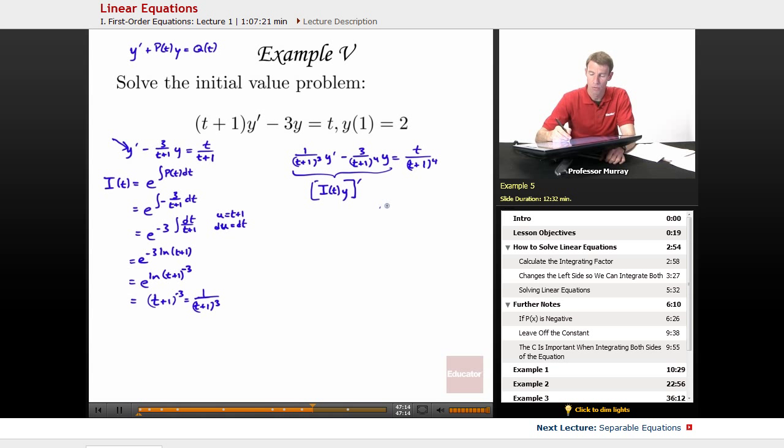Because it's a derivative, what we can do is integrate both sides, and so we'll get I of t times y is equal to the integral of t over t plus 1 to the 4th dt. And my I of t, remember, was 1 over t plus 1 cubed. So 1 over t plus 1 cubed times y is equal to the integral of t over t plus 1 to the 4th dt. Now I have to solve that integral, and that looks a little bit unpleasant. There's a nice little trick you can do here, which is a little u substitution.